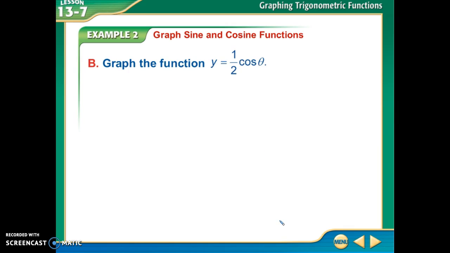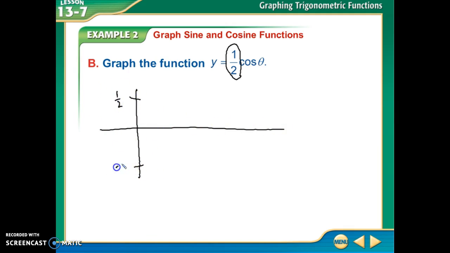All right, now I want to graph 1/2 cosine theta. So for this one, now my amplitude is 1/2. So I'm going to go on my graph. Still going to go up and down, but now it's going to be 1/2 instead of 1. So I have 1/2 and -1/2, and for cosine, we start up top. Sine goes through the origin, cosine starts up top. So now I'm going to start up here, and because there's no b value, my period's still 2 pi, or 360.